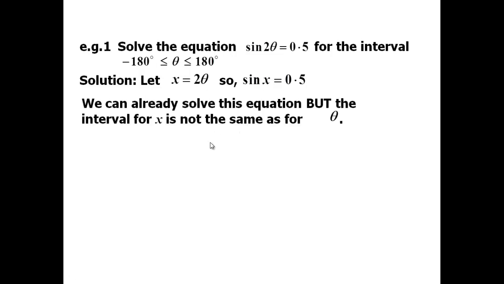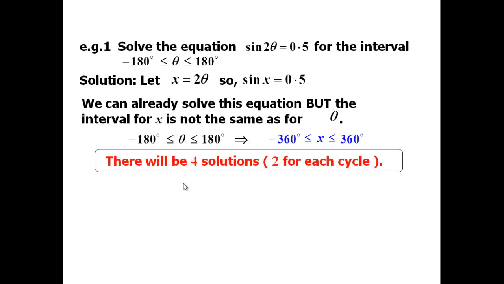But I'm going to show you a method where we extend the interval to start with, and we do that by solving for just 2 theta. So the first thing I'm going to suggest is we let x be 2 theta, so we're now solving for sine x. We'll then extend our interval, because this interval's for theta. For x we want to double the interval because it's 2 theta. We then proceed as normal, and we would expect 4 solutions as we've got 2 cycles of the sine graph. You get 2 in each.